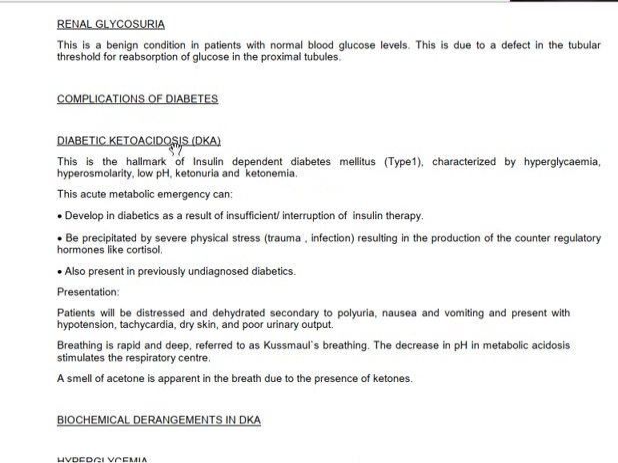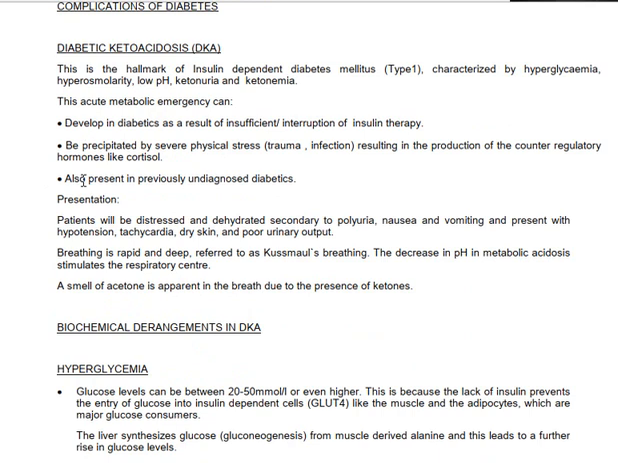And since there is hyperglycemia, there's also going to be hyperosmolarity. So this is an acute emergency. It's going to be developing in a diabetic patient that has interrupted their insulin therapy. That's the first thing. So in a patient that does not take their insulin, you have it because excessive ketones are going to be produced. It can be precipitated by physical stress like trauma or infections. It can also present in a previously undiagnosed diabetic patient, like a type 1 diabetic patient.